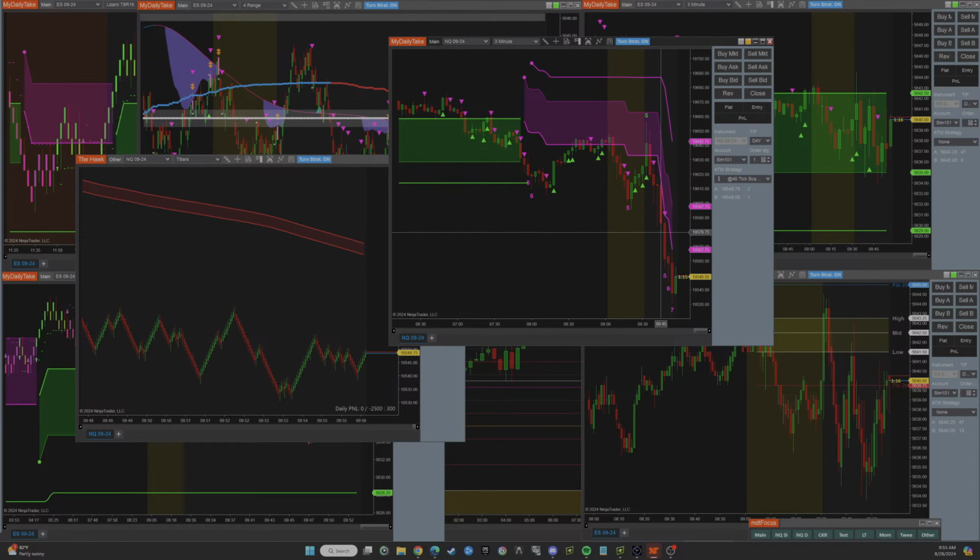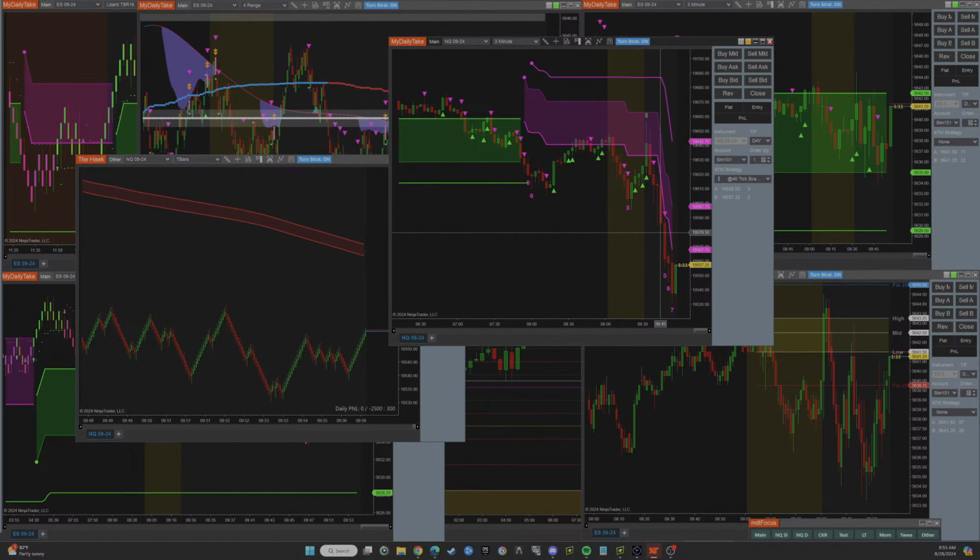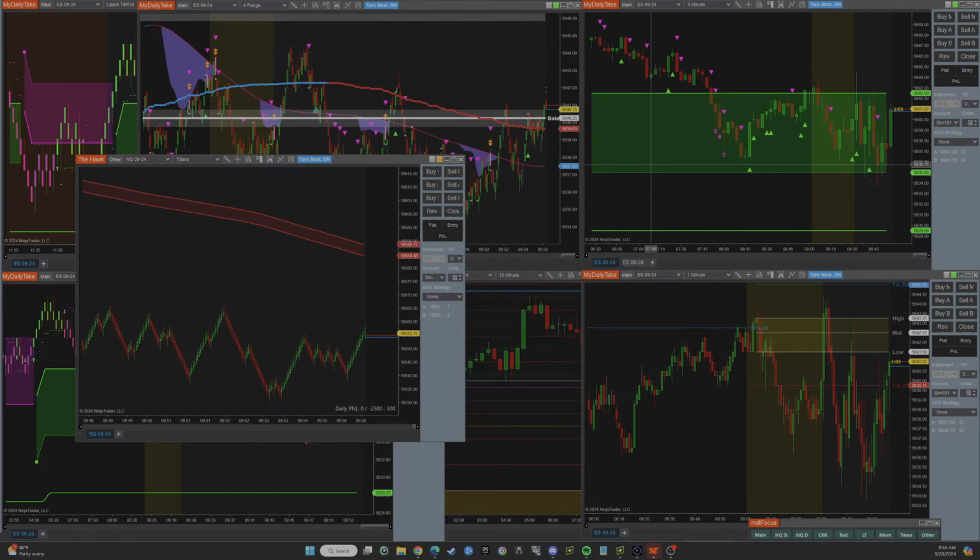See here the 3-minute on the ES and the NQ compared. Very odd behavior, right? ES really isn't moving, it's kind of gone sideways. The NQ is really sold off. Not a great market to trade.